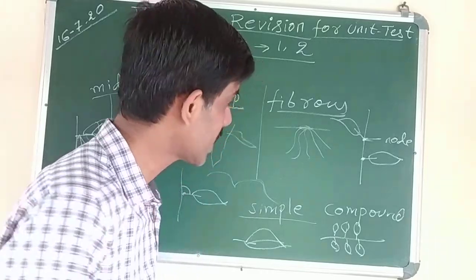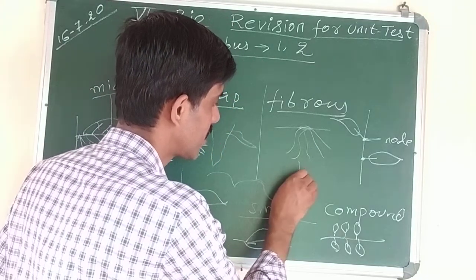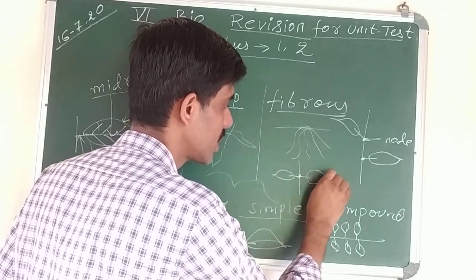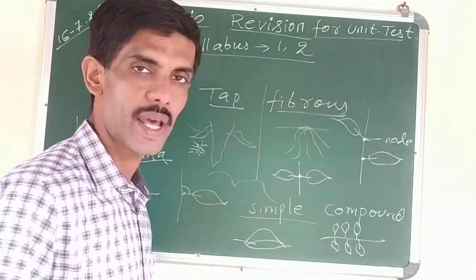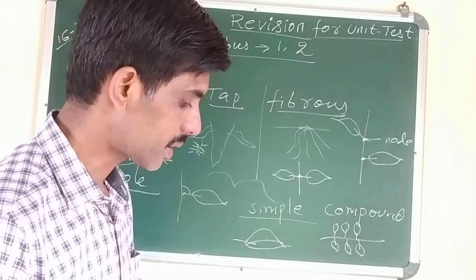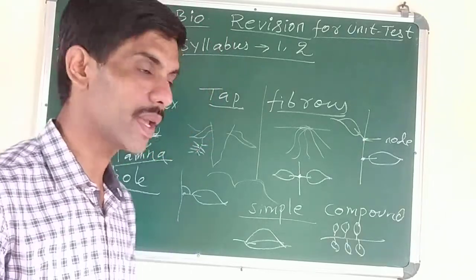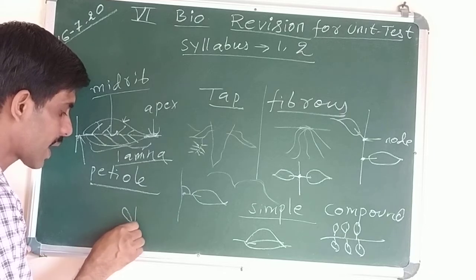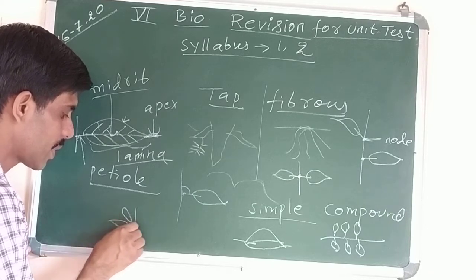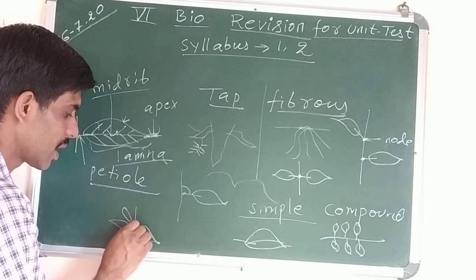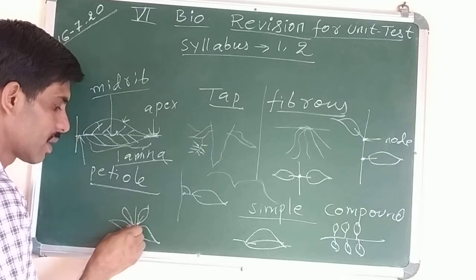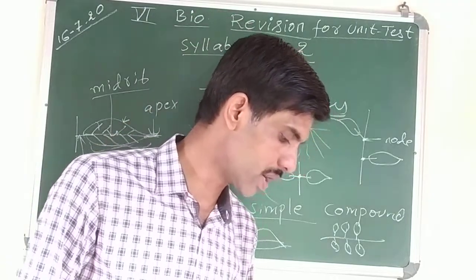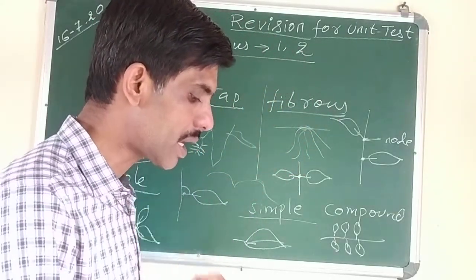Then we have opposite arrangement. In opposite arrangement, if this is a node, one leaf will be there on either side in the opposite direction. This is called opposite arrangement of leaves. And the third one is whorled arrangement of leaves. Whorled means if this is the node, many leaves can arise from here, in a whorl or in a circle. 4 or 5 leaves, all in a circle. That is called whorl. It is found in lilium.